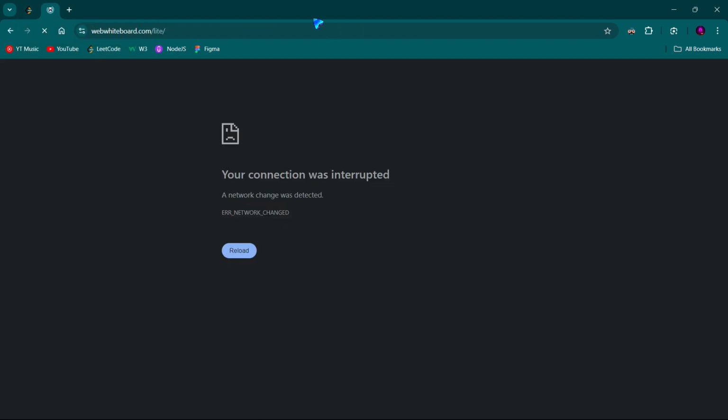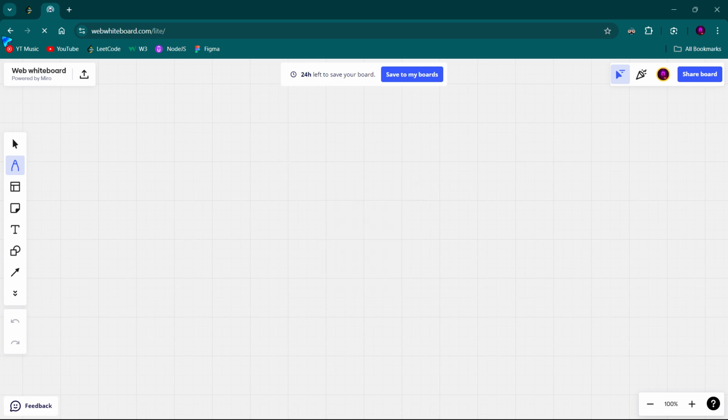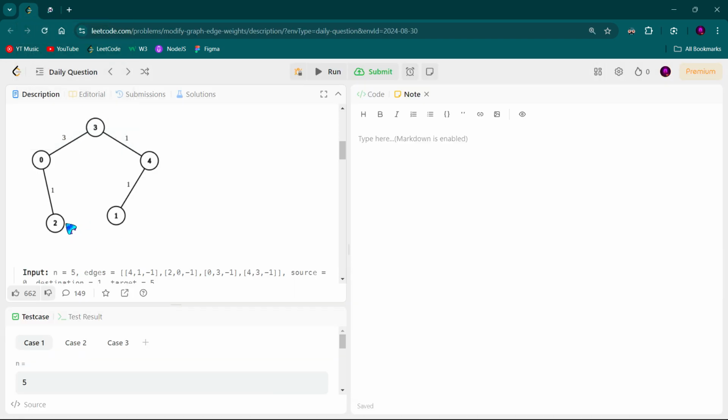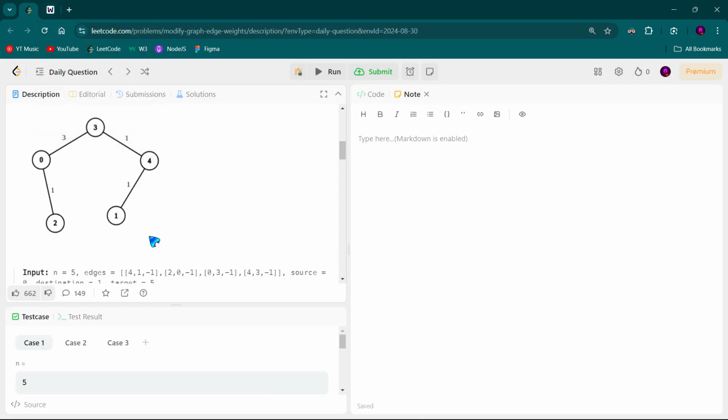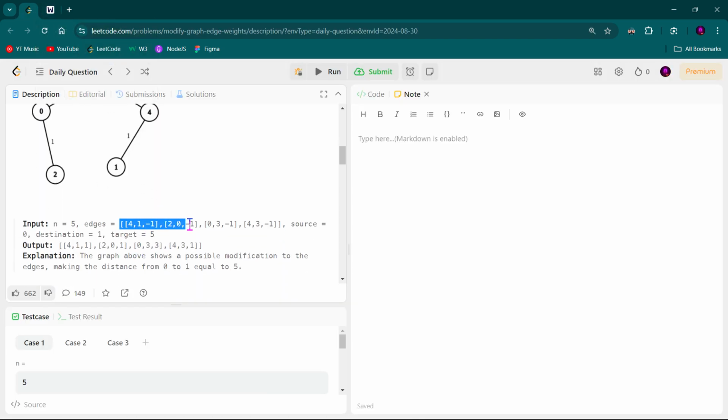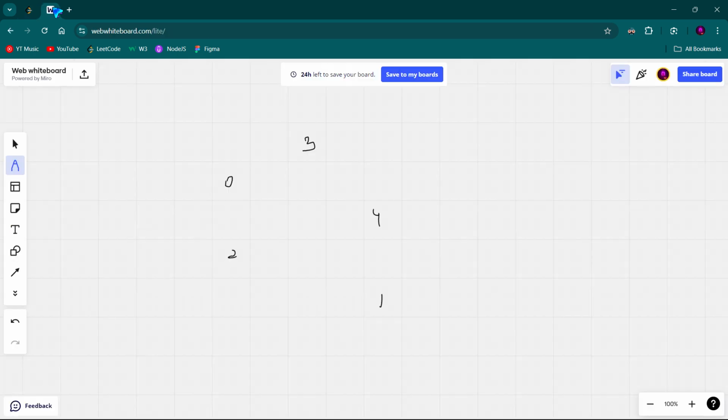In this, what this question is saying is, suppose I have a graph with nodes 2, 0, 3, 4, and 1. Now they are initialized with -1 weight. So if I connect them, the weight is -1, -1, -1, -1.